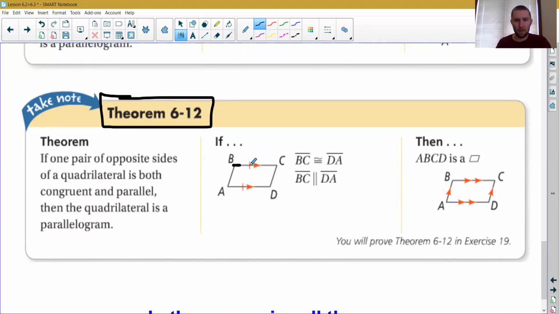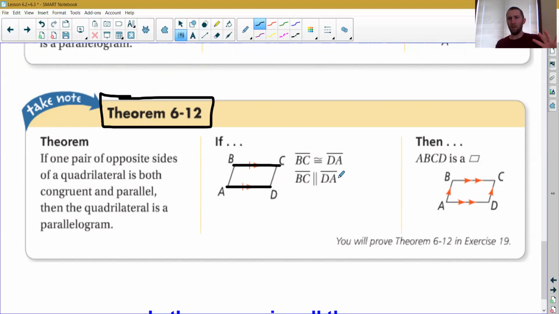So if one pair of opposite sides, in this case, BC and AD, if you know that those opposite sides are both congruent to each other and parallel to each other, then we don't have to worry about anything about the other sides or any of the angles at all, okay? We know for sure that that is a parallelogram. If one pair of opposite sides are both congruent to each other and parallel, then we use Theorem 6-12 to prove that that 4-sided shape is a parallelogram, okay?